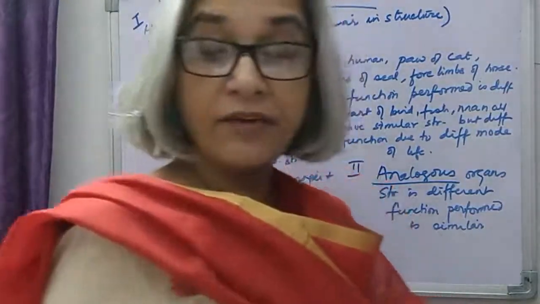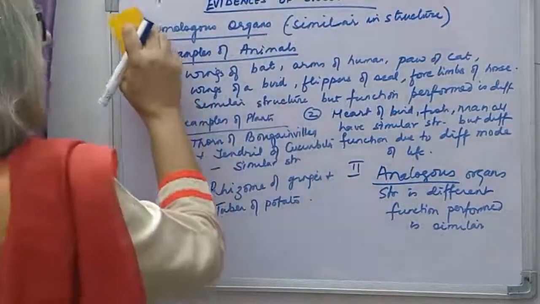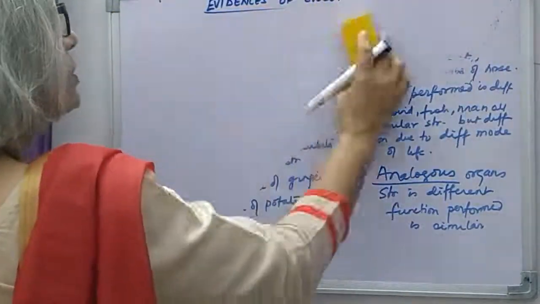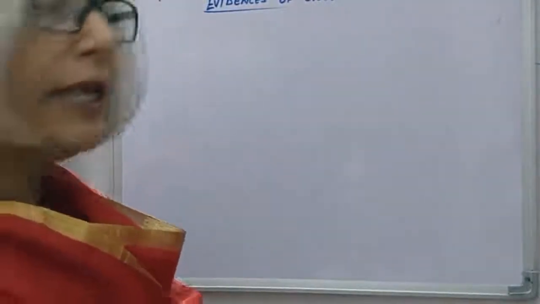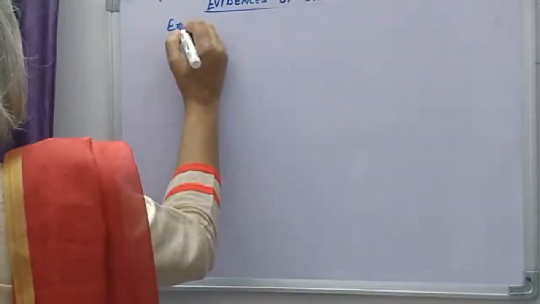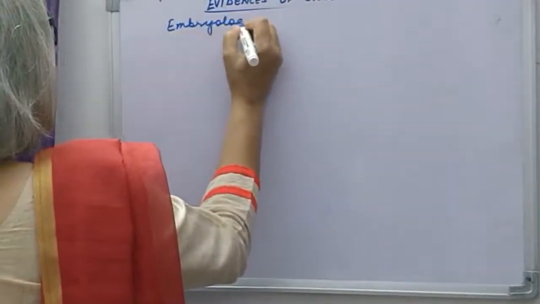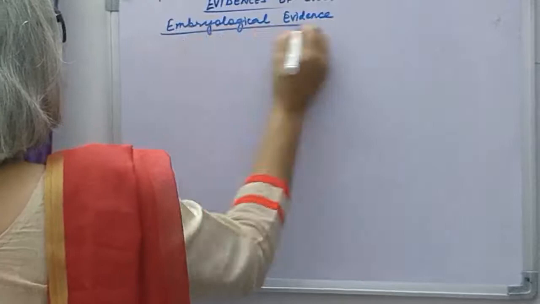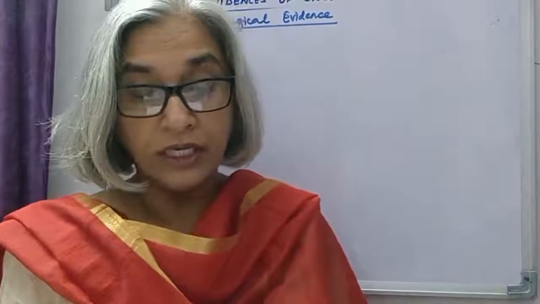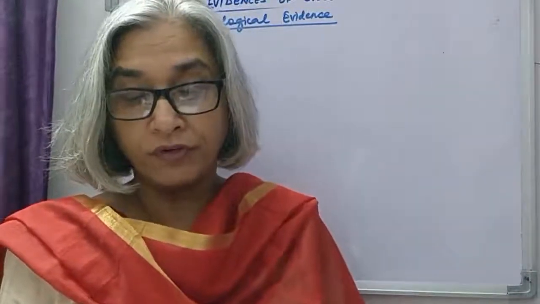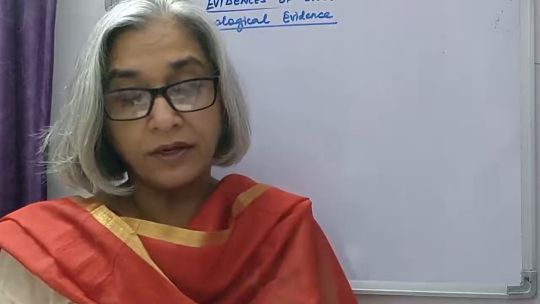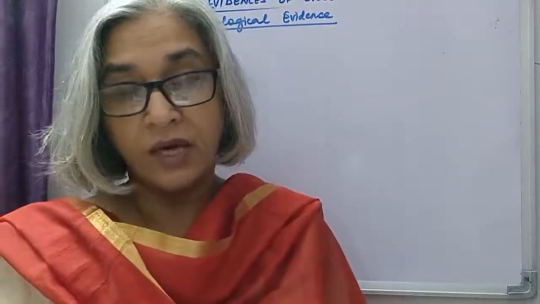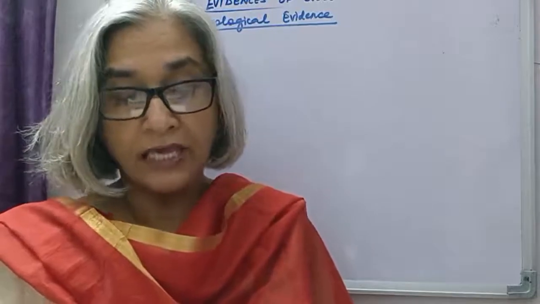So the next evidence we will take is embryological evidence. This was analogous and homologous organs as evidence that we had taken for evolution. Next evidence we are going to take is embryological evidence. Evidence is proof. Carl von Baer is known as the father of embryology. He proposed that the embryos of different organisms exhibit remarkable homologous similarities which suggest their common ancestry.